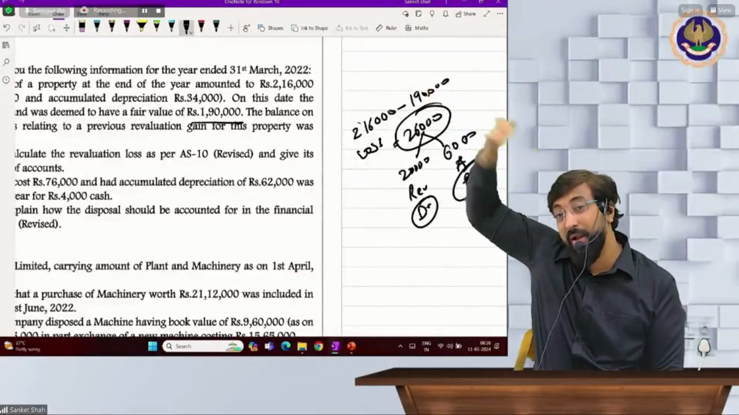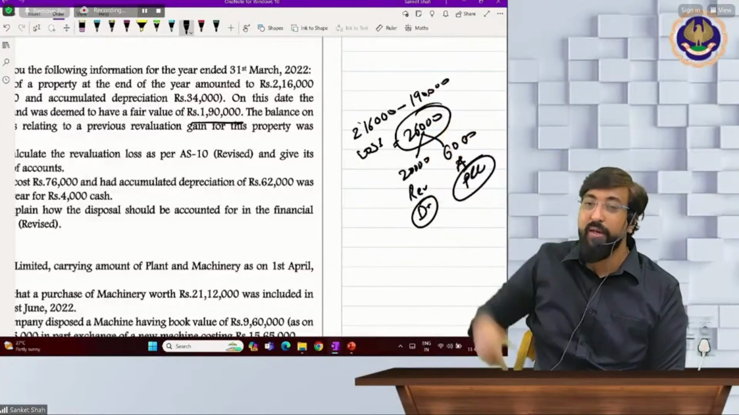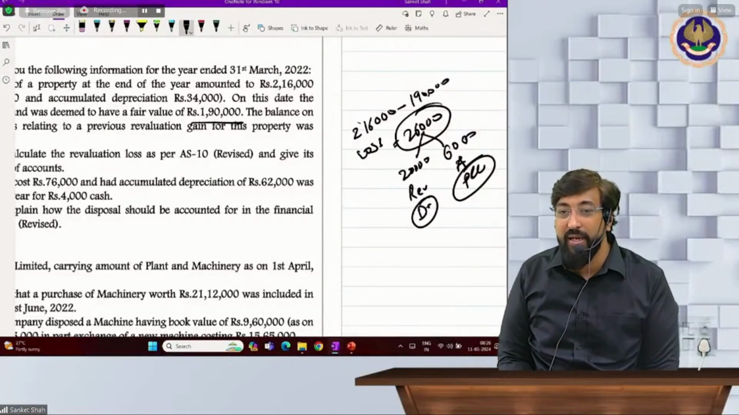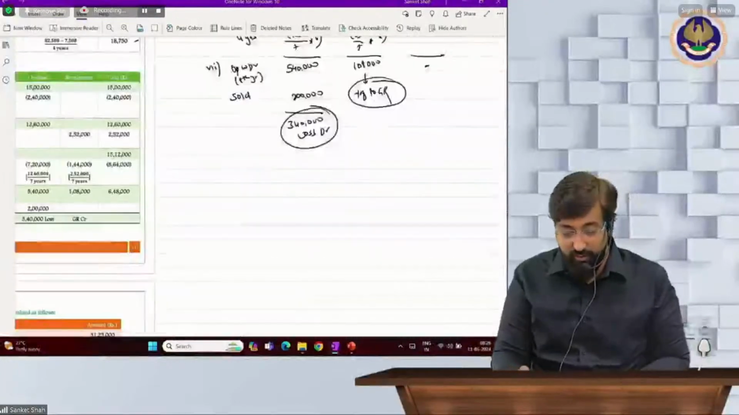Okay. So in revaluation there is already a balance. Now you will cancel that balance. So 20,000 will be debited. Your asset reduces by 26,000. So asset credit 26,000, revaluation reserve debit, and the balancing figure, profit and loss debit. So you have to write this answer in this way.